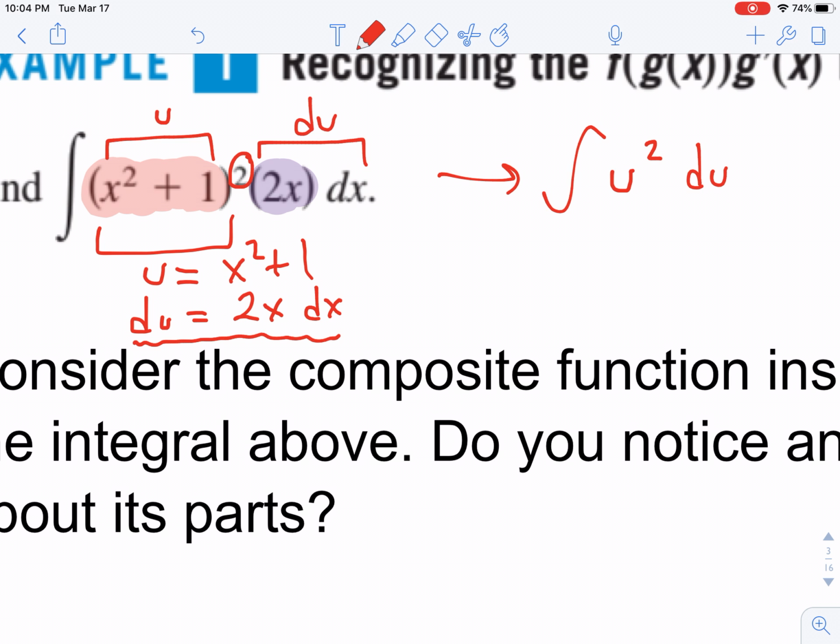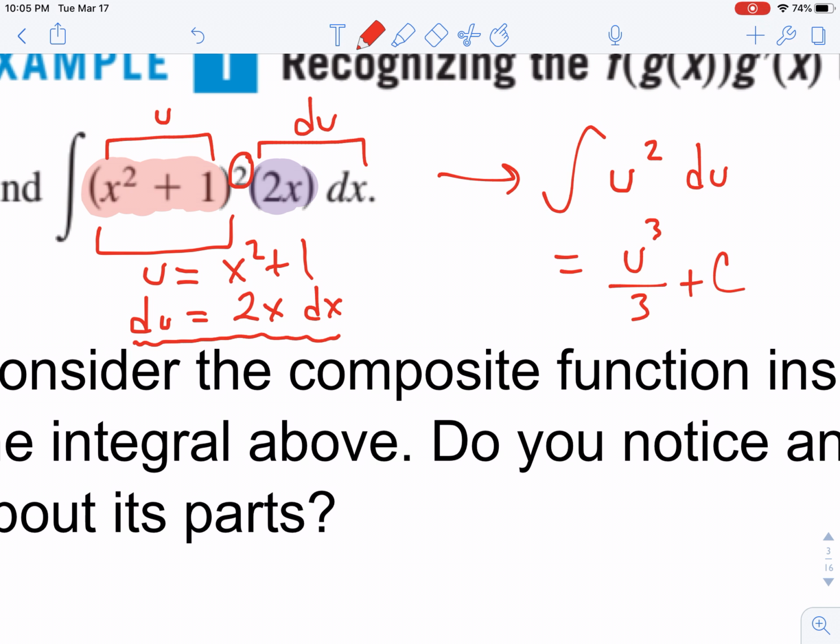Now that's an easy integral. We know how to do the integral of something being squared, right? That's just u to the third power over 3 plus c. That's our integral of u squared du. It becomes u to the third over 3 plus c.